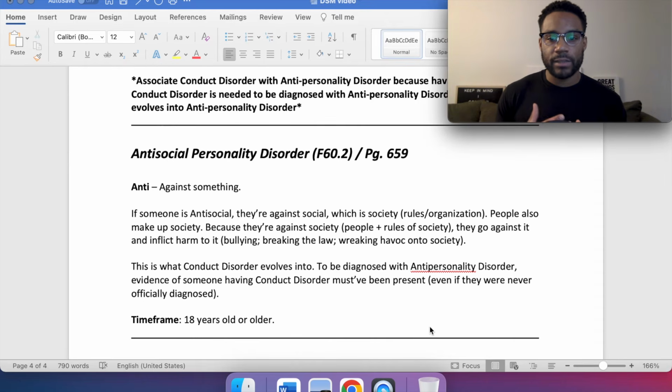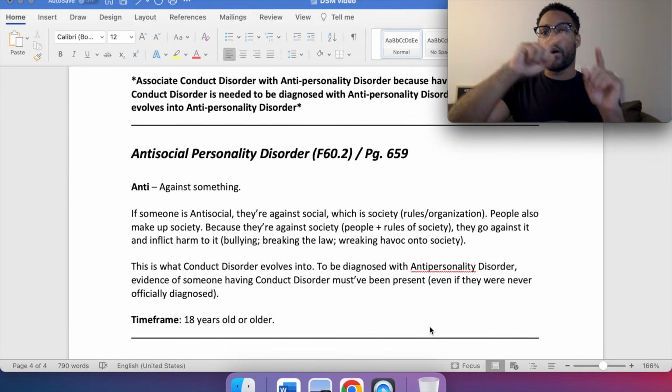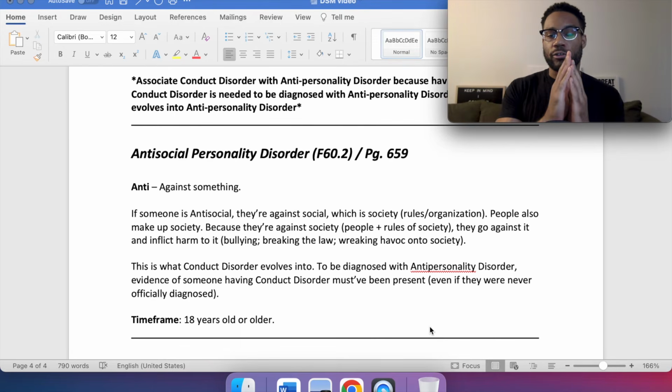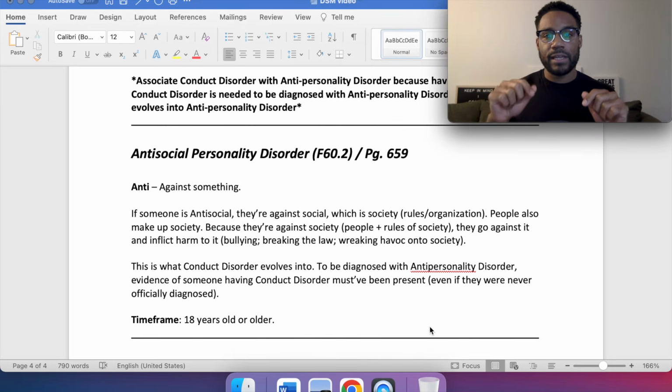To be diagnosed with antisocial personality disorder, evidence of someone having conduct disorder must have been present, even if they were never officially diagnosed. Because just because someone doesn't go to a therapist or psychiatrist and get diagnosed with it doesn't mean that the symptoms weren't there and they just go away. And the time frame is 18 years or older. So again, kind of like with acute stress disorder and PTSD, how acute stress disorder evolves into PTSD after it goes past that time frame. The same thing with this.